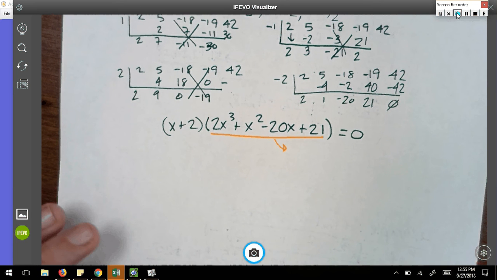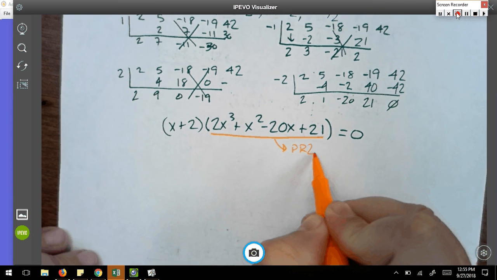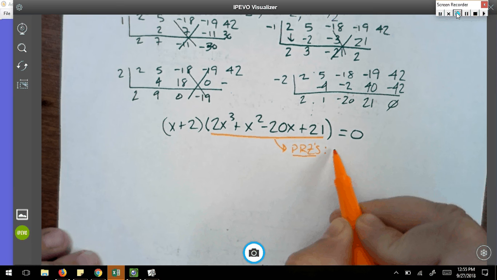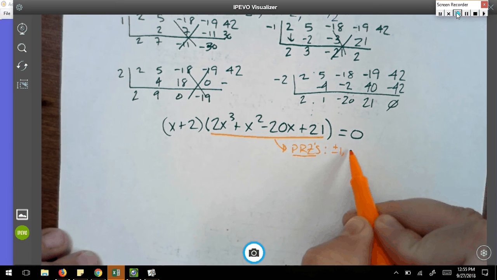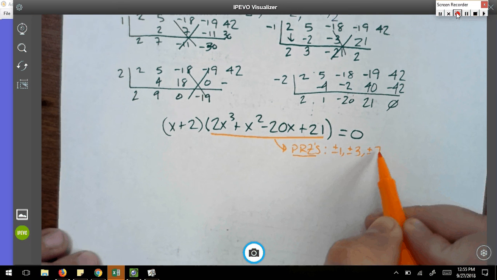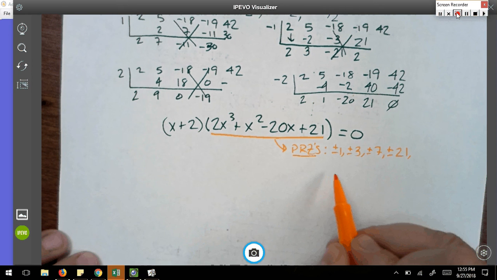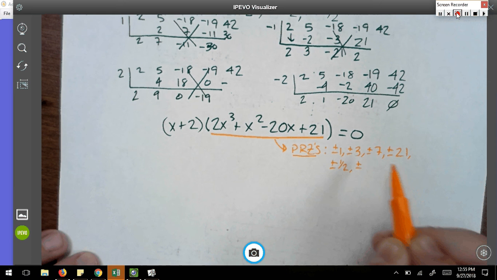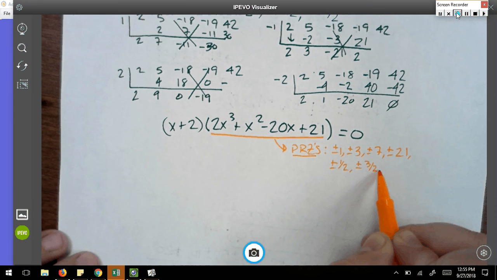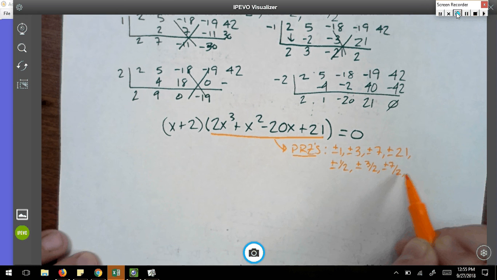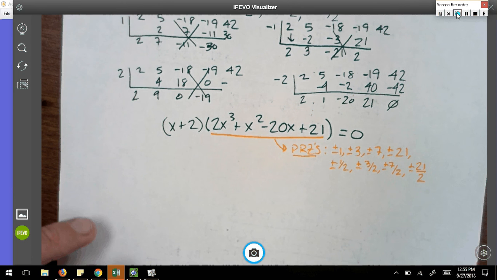All right. So only looking at the one that's underlined in orange, tell me what the PRZs are. Okay, so there's 1, 3, 7. And then you got 1/2, 3 halves, 7 halves. Where are you confused? So you divide everything by 2 that you got for the first PRZ? Yes.